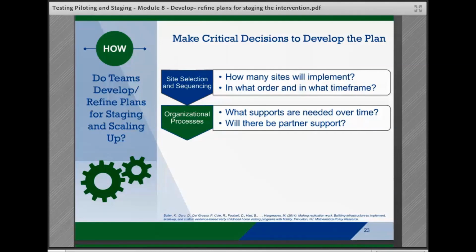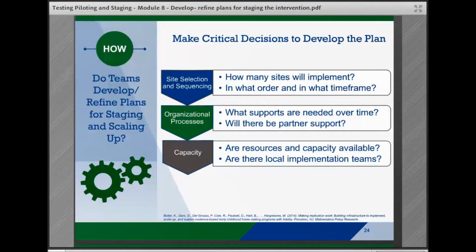Organizational processes. What implementation supports, such as protocols, training, and coaching, are needed to support staging and sustain sites over time? Will experts or new partners provide assistance? Capacity. Are resources and capacity for expansion available? Are local implementation teams in place to support implementation? How will knowledge and skills be developed? Are there achievable economies in scaling up?